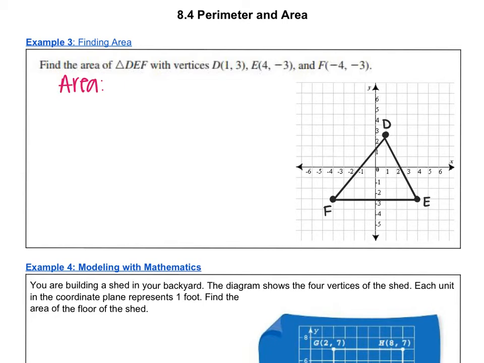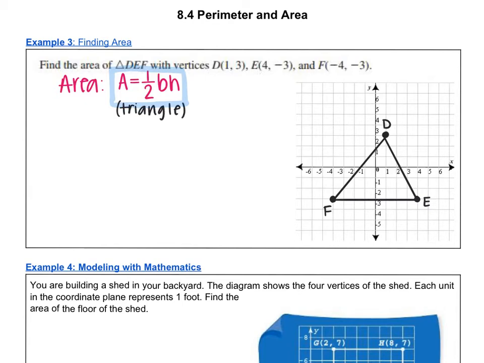So the area formula for area of a triangle is A equals 1/2 base times height. Again, if this was a square or a rectangle or a trapezoid or anything else, we would use a different formula. So make sure you're being conscious of that. Don't just blindly use this formula every time. This is just for a triangle.